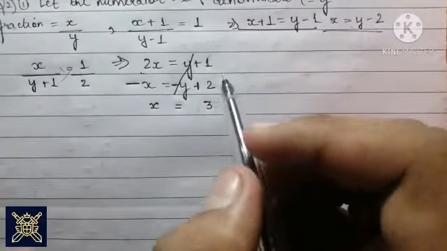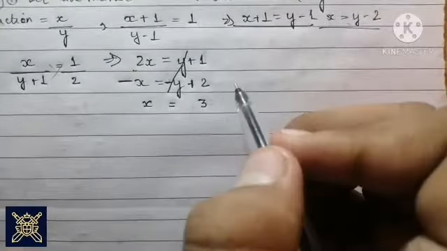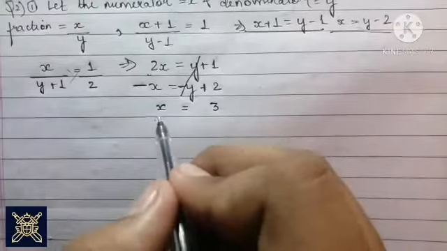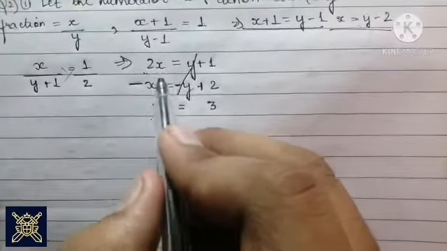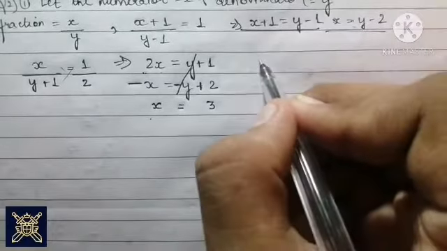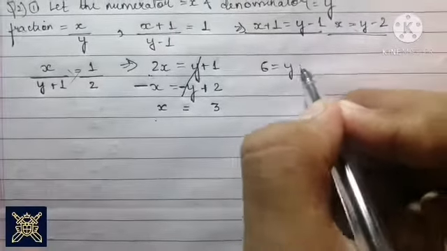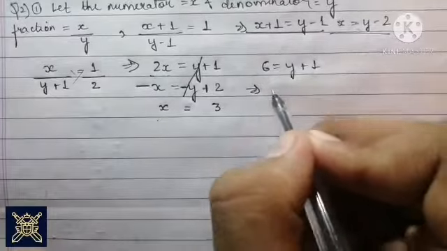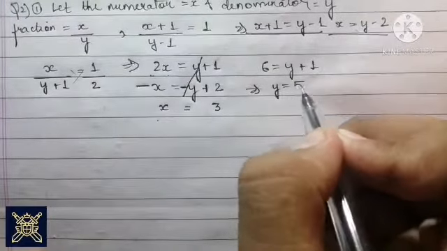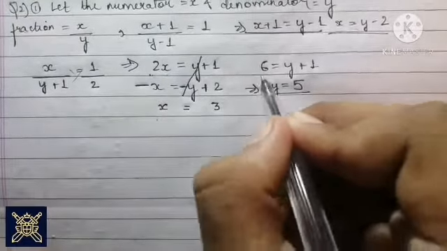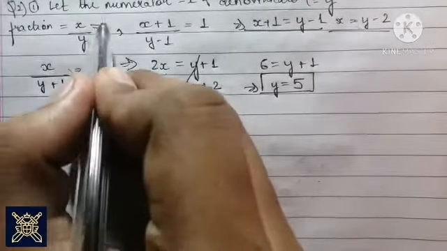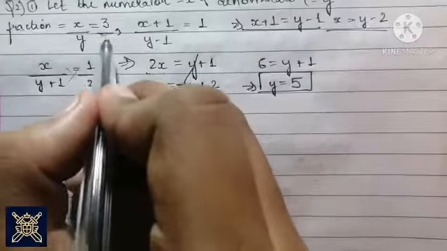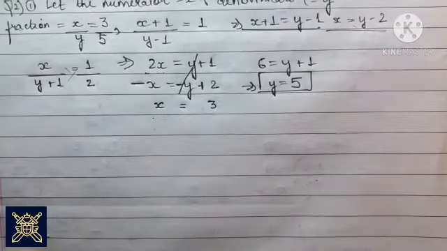Now we will be finding the next value. So we'll put the value of x is equal to 3 in any of the equations, say this one only, that 2x is equal to y plus 1. This implies that 6 is equal to y plus 1, or y is equal to 5. Therefore we have got the values. So the fraction that was x upon y is equal to 3 upon 5. Let's move on to the second part.